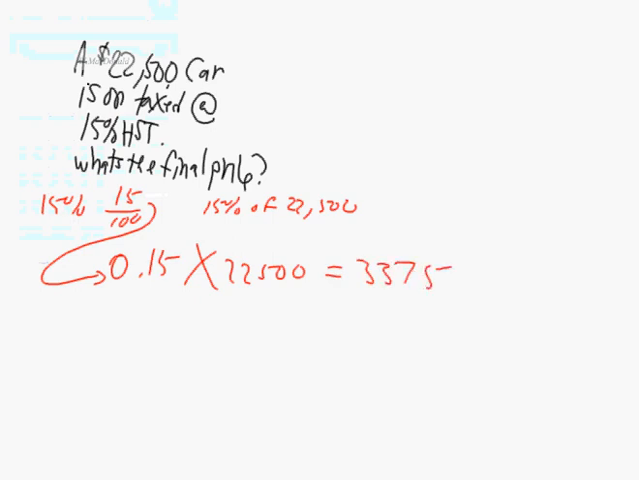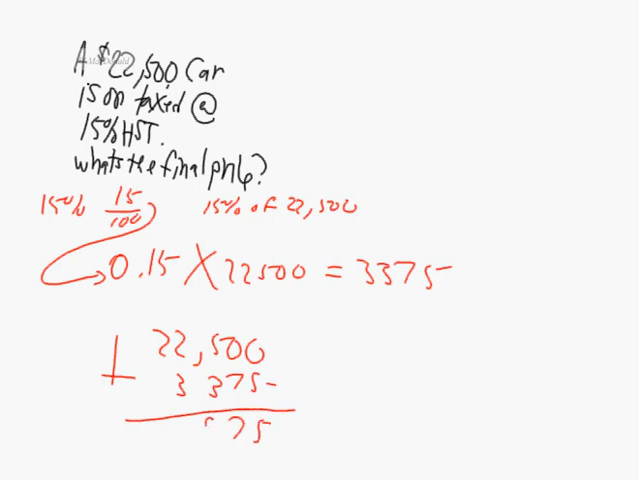So that's how much tax you have to pay, right? But that's not the answer. So what do you have to do to figure out the price? Take your 22,500 and add on to it the tax, and the final price you pay is $25,875. That is the price of the car with 15% HST.